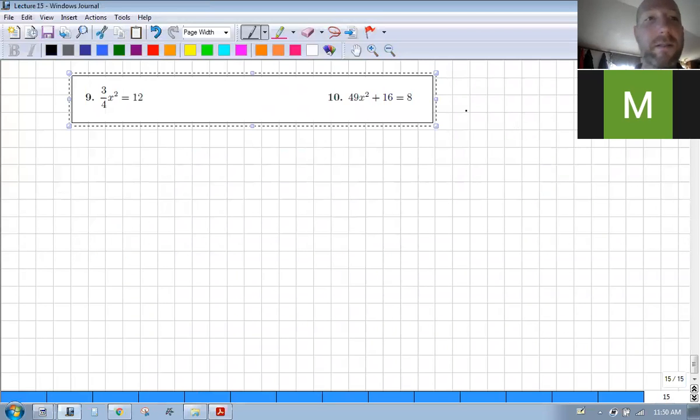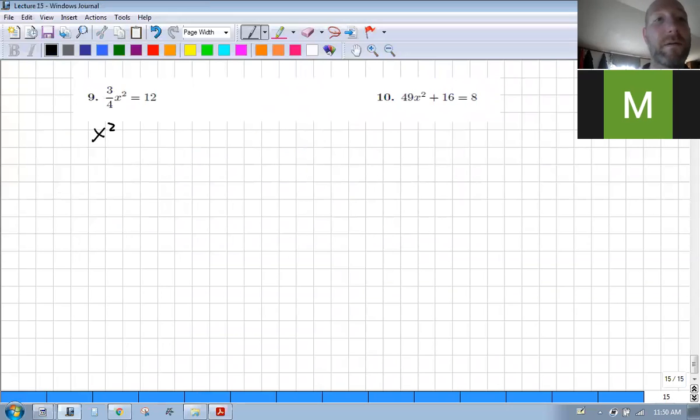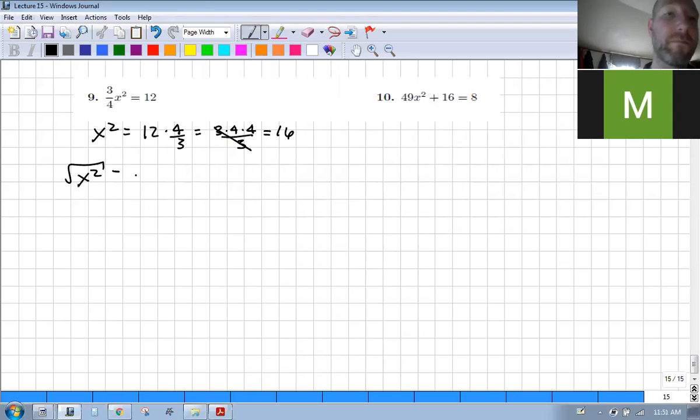Okay, let's see. Multiply both sides by 4/3. So this is 40. Yeah, let's simplify this thing. 12 is 3 times 4. This is 16. So square root both sides. Absolute value of x is 4. So x is plus or minus 4.